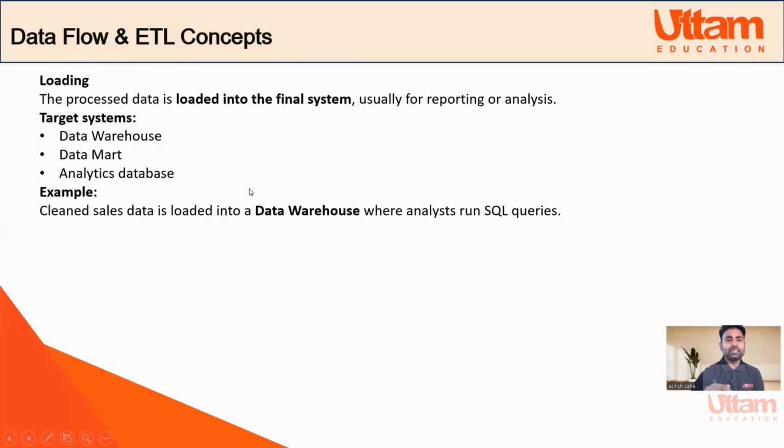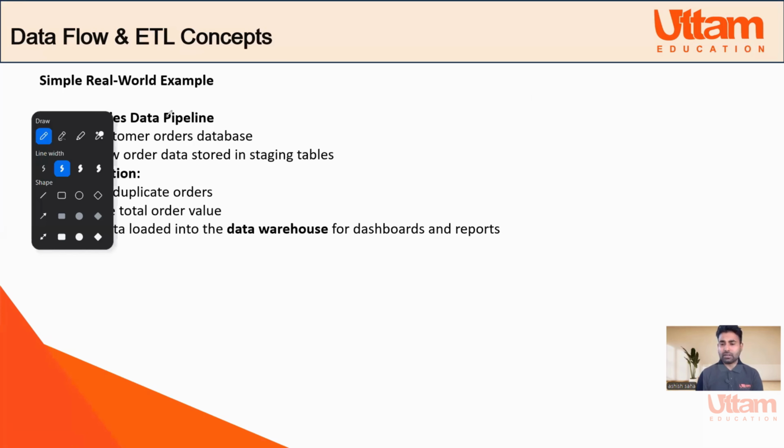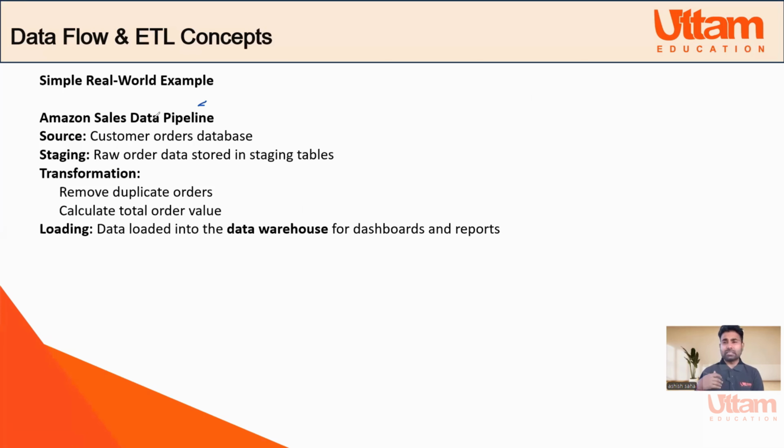Now, let's see the next thing. Let's see a real world example of ETL. For example, the Amazon sales data pipeline. As you see, customers place orders from different locations and different sources, right? So what we are doing, we first collect the data from the order database. After that, we keep the data in a staging table section so that we can use it for cleaning purposes.